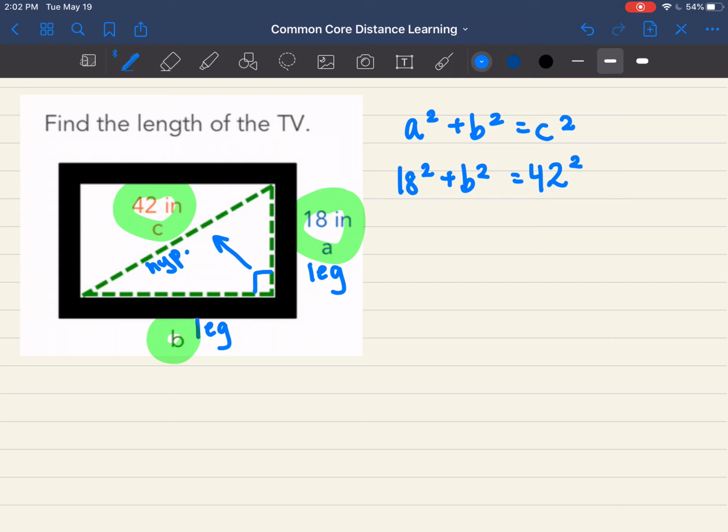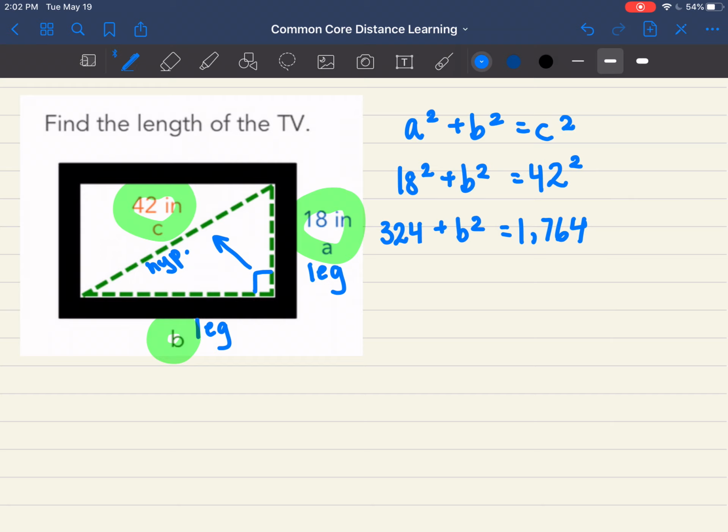The next thing I need to do is evaluate my exponents. The first thing I'm going to do, I have 18 squared. 18 squared is just another way to write 18 times 18, or 324. Plus B squared, we're not going to touch that yet. And then 42 squared is 42 times 42, which is 1,764. Those are things I plug into the calculator.